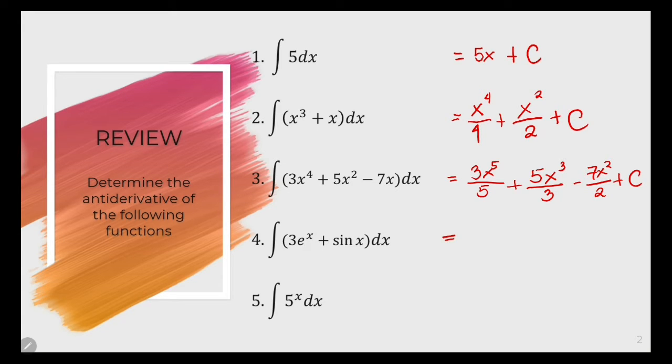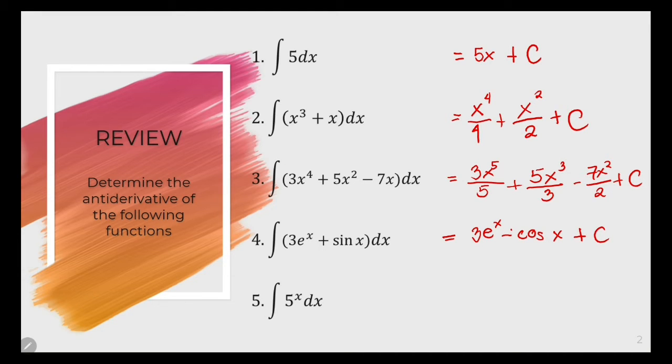For number 4, this is a transcendental and trigonometric integration. Remember, the integral of e to the power of x is equal to itself. Similarly, the derivative of e to the power of x is equal to itself. So for this one, you have 3e to the power of x plus, remember the integral of sine is negative cosine, so you have minus cosine of x plus the constant c.